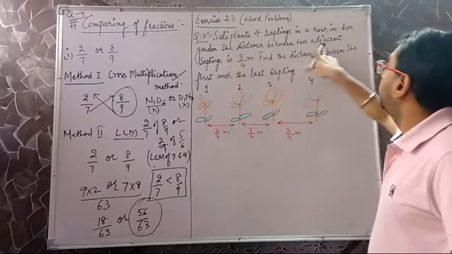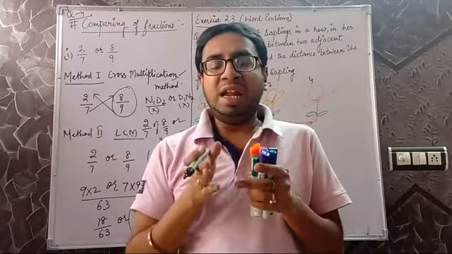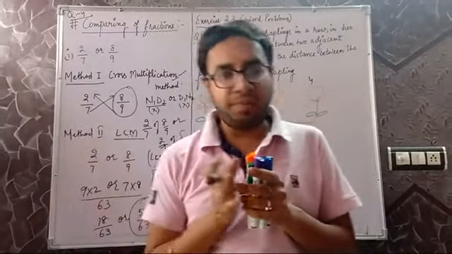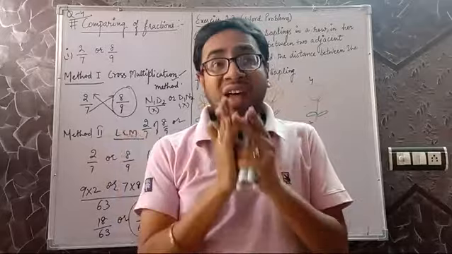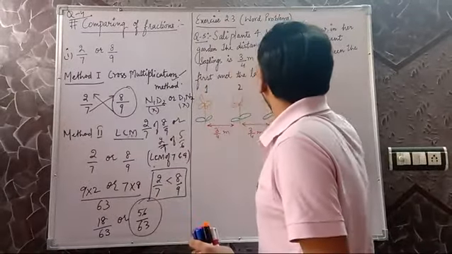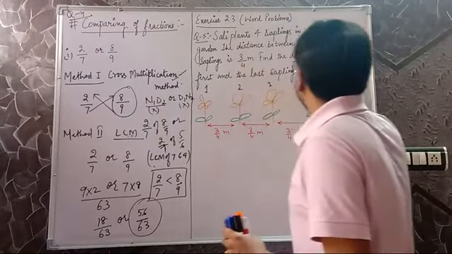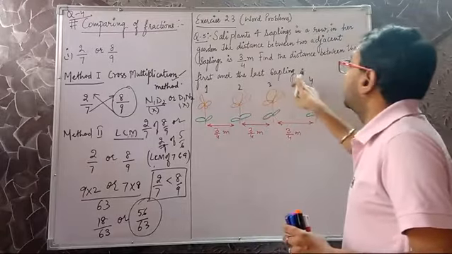The distance between 2 adjacent. What do you mean by adjacent? If I am standing here, adjacent to me is next, this side or this side. That is what adjacent means. Adjacent means next. The distance between 2 adjacent saplings is 3 by 4 meter. Find the distance between the first and the last sapling.